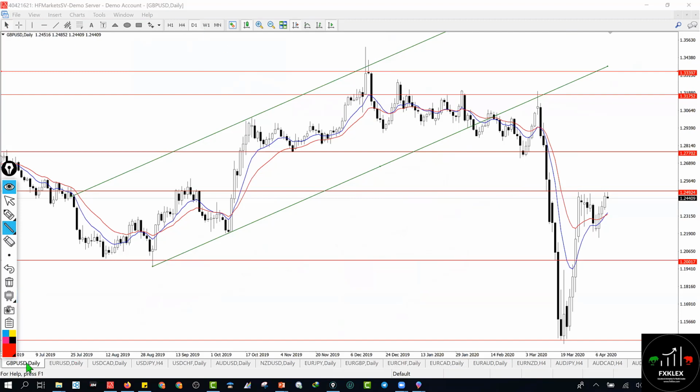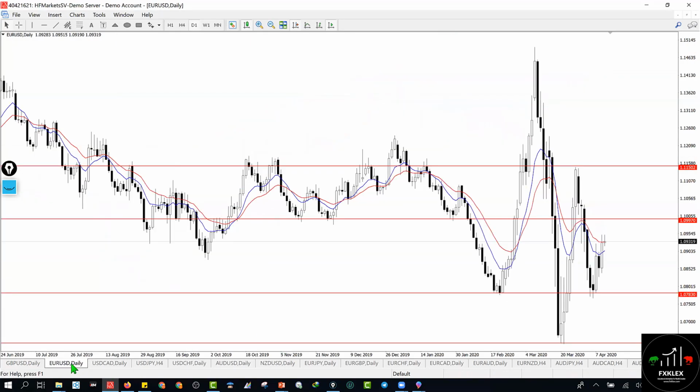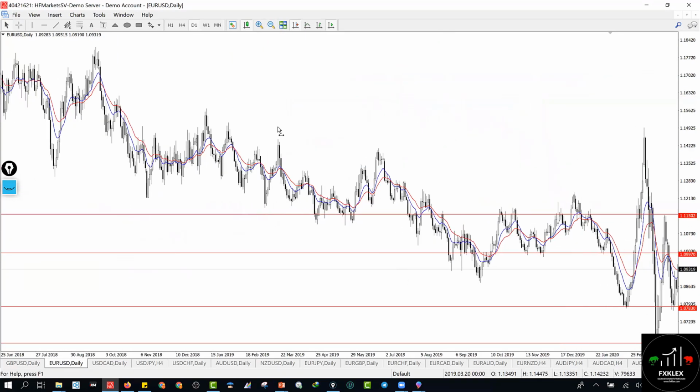Let's move on to another chart. We need to understand this properly. Let's go to another currency pair right here. Okay. You can see these swings right here, swings right here, swings right here. I caught this swing right here, this swing right here, this swing right here.